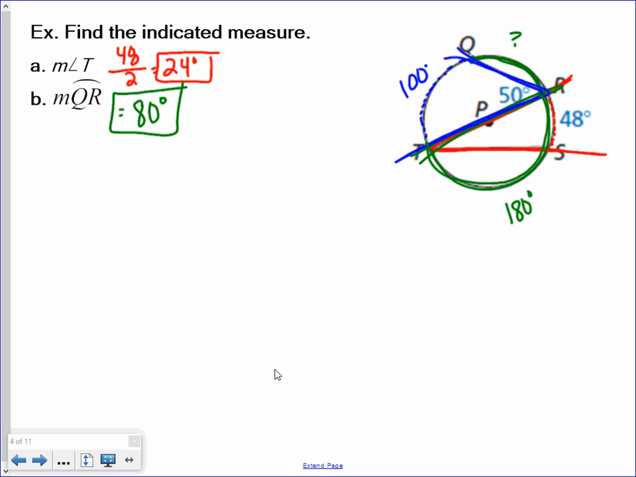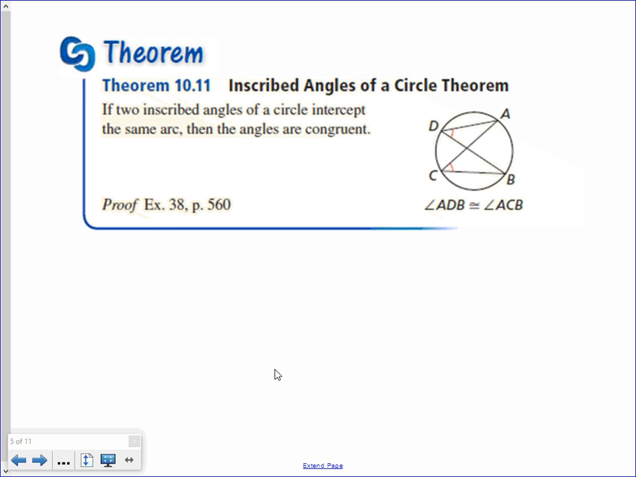Okay. Questions? This second theorem is called the inscribed angles of a circle theorem. This basically says if you have two different angles that are intersecting the same arc. So there's angle C, and it's intersecting arc AB. And here's angle D. Well, D is also intersecting arc AB.